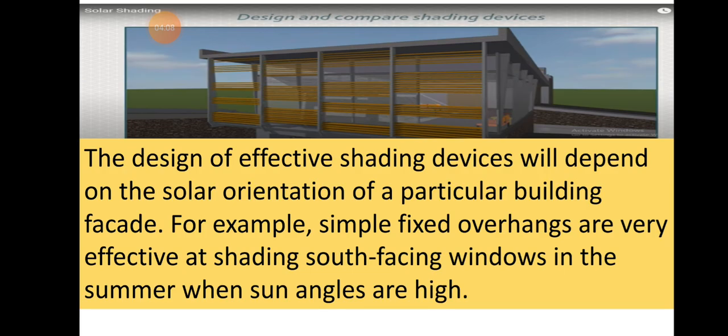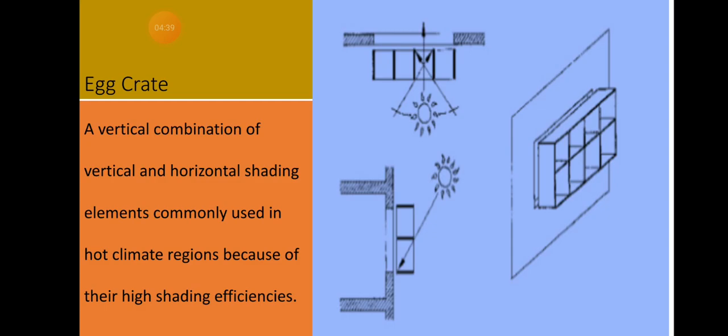Next, the design of an effective shading device will depend on the solar orientation of a particular building, as I said in the beginning. For example, simple fixed overhangs are very effective at shading the south-facing window in the summer when the sun's angle is very high. So it depends upon the area where the building is facing, whether it is south-facing or which direction it is facing, and based on that.